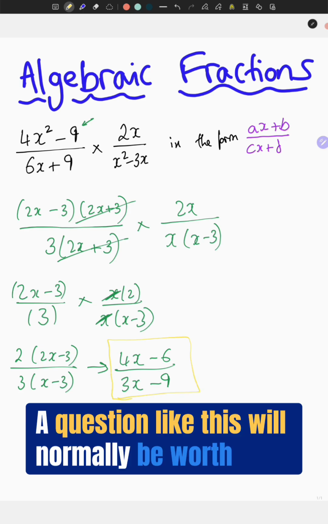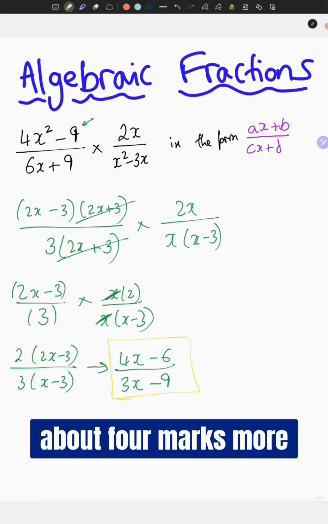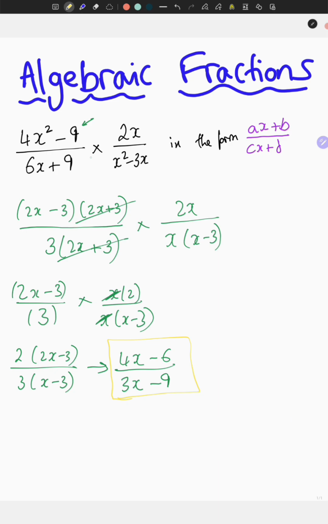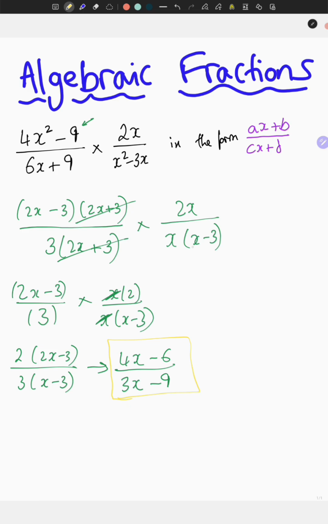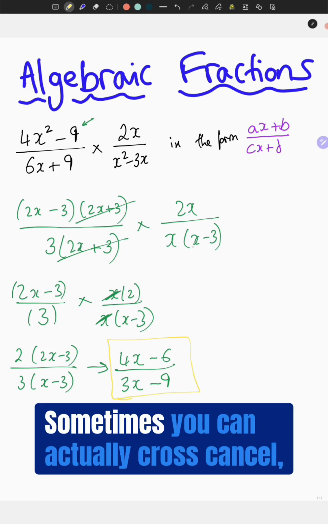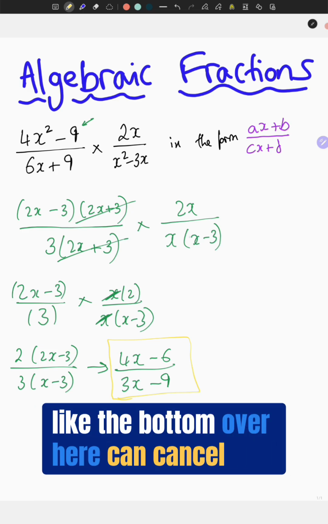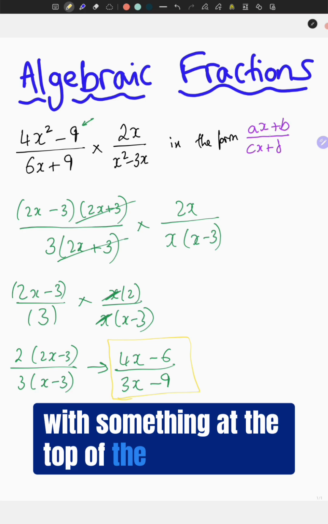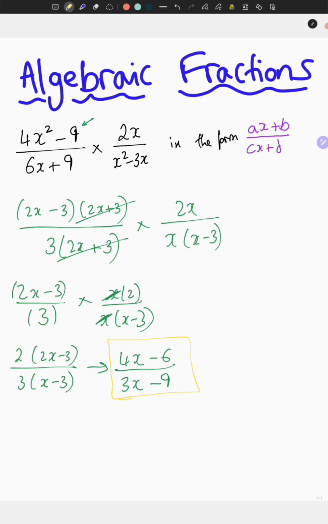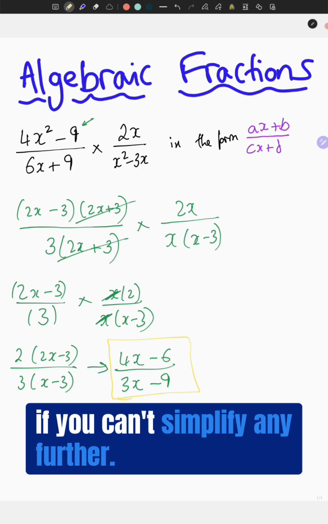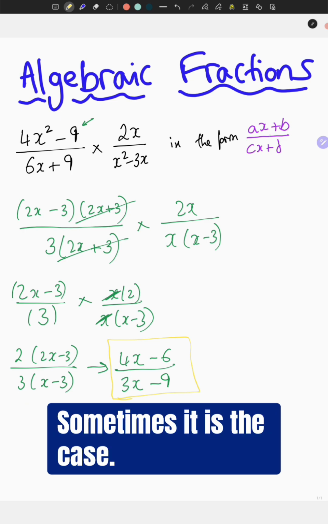A question like this will normally be worth about 4 marks, more or less, in a GCSE exam. Sometimes they have a division sign, so you've got to flip your second fraction and go about it that way. Sometimes you can cross cancel, like the bottom over here can cancel with something at the top of the other fraction. So it all depends on the question that you have. And don't be confused if you can't simplify any further. Sometimes it is the case.